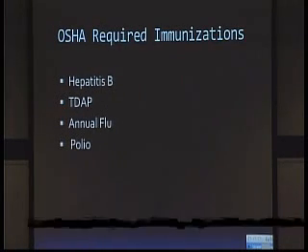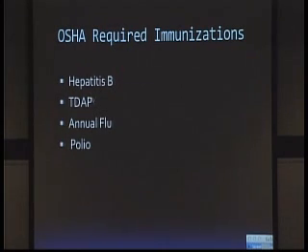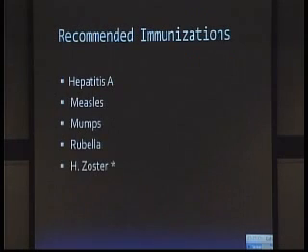So OSHA required immunization: hepatitis B for the reasons that we talked about, the Tdap, that's the tetanus, diphtheria, and then acellular pertussis, annual flu vaccine, and polio vaccination you probably had as a child. And then recommended: hepatitis A, and you can be vaccinated against measles, mumps, and rubella. The MMR vaccine is something you typically got as a child, and then zoster vaccine for elderly patients to prevent shingles.